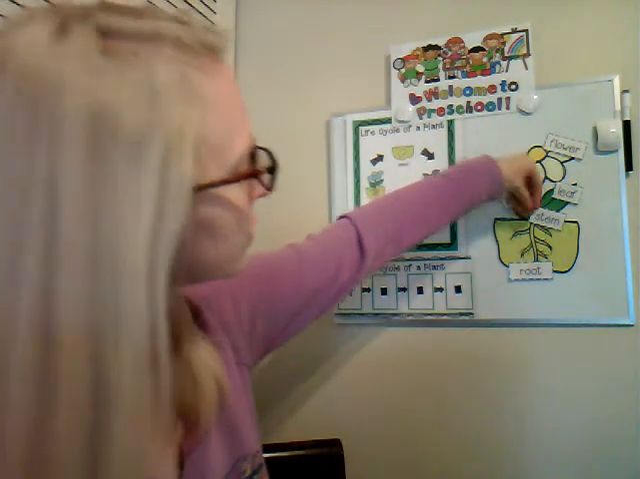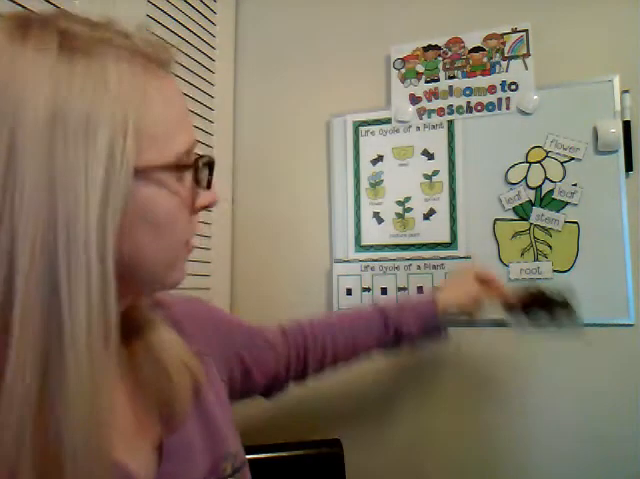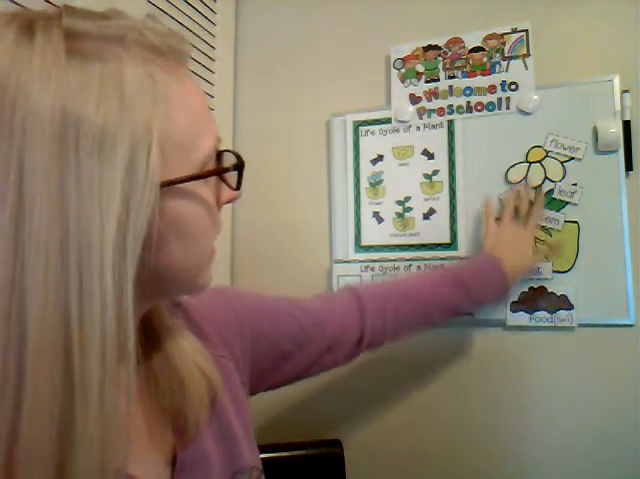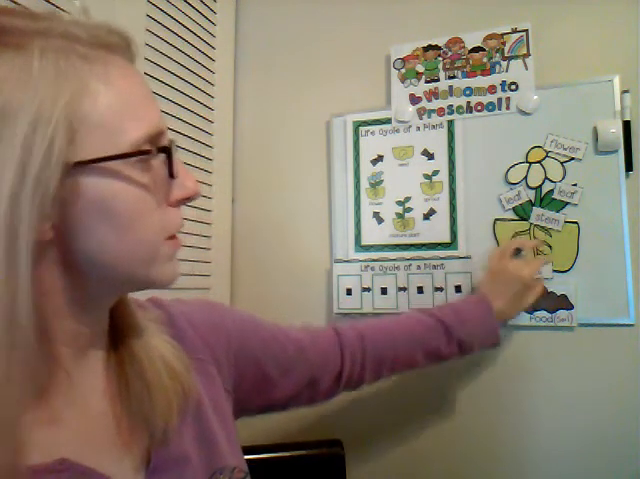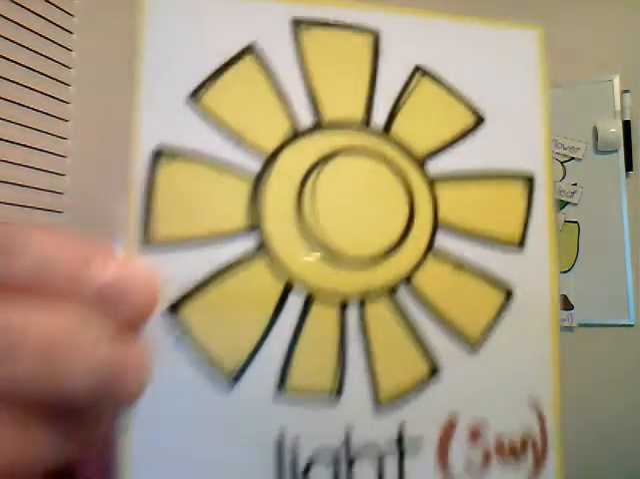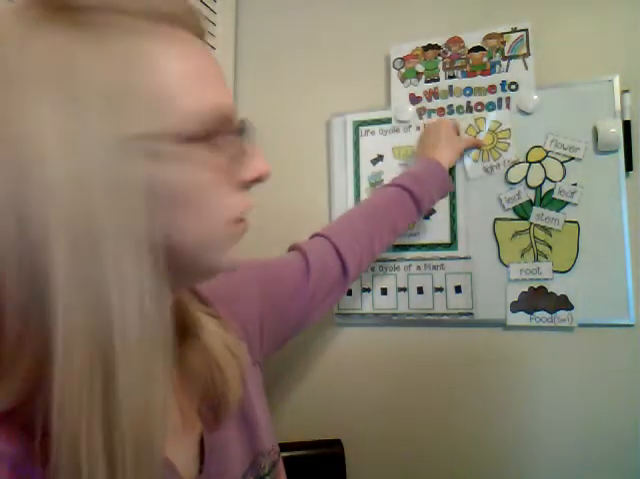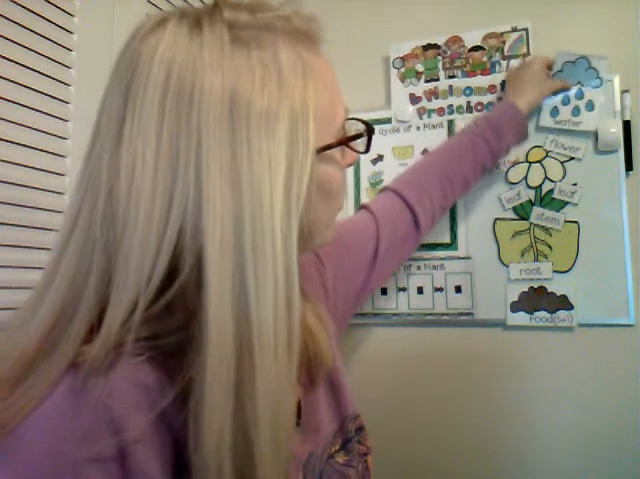Now, the root grows down into the ground, and they need food from the soil. And that's how the stem starts to grow. The roots get food from the soil, and those nutrients from the soil make the stem grow up. Plants and flowers also need sunlight to grow. And do you remember the last thing? We talked about this last week. Plants also need water or rain to grow.